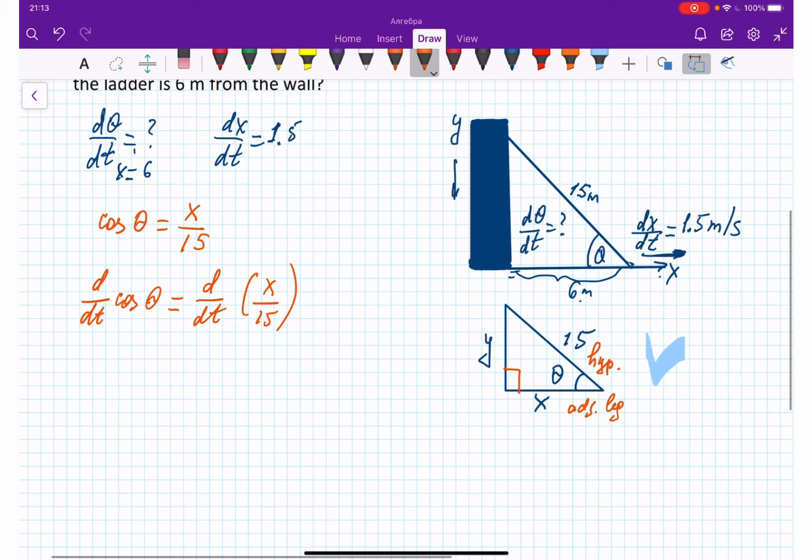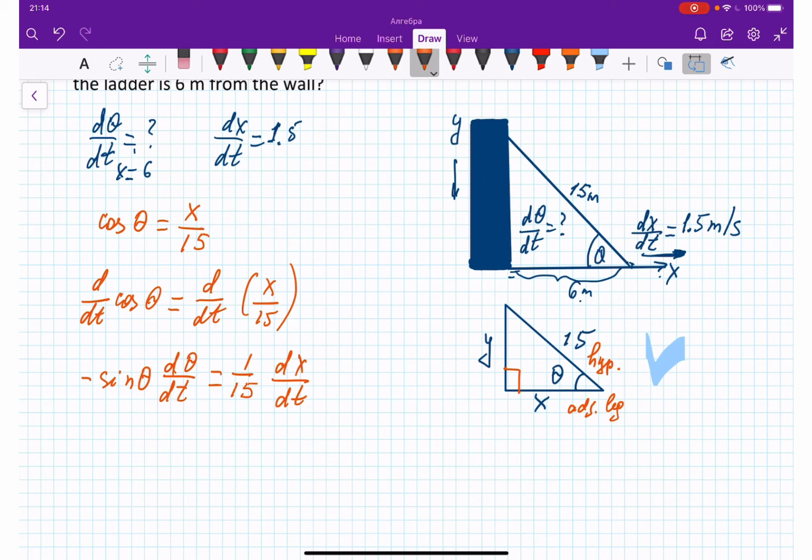Okay, from here we are getting the derivative of cosine theta, which is going to be negative sine theta, times the derivative of theta itself, because we don't know if we need the chain rule or not. Maybe theta can be an expression. So we write it this way, and it's equal to 1 over 15, which is a constant, comes out, and under the derivative we have our x, so dx by dt.